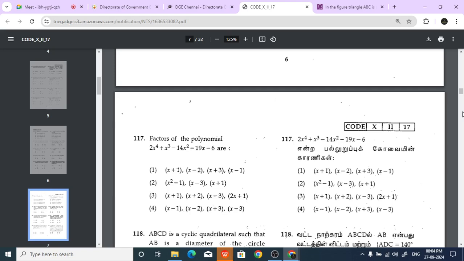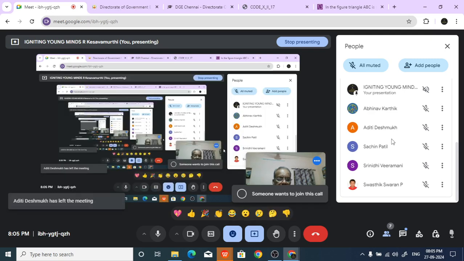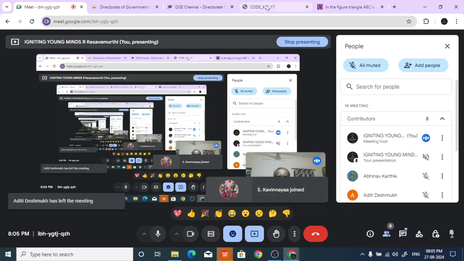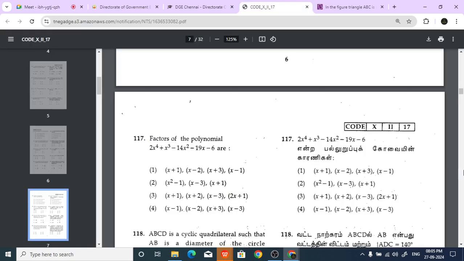Is it easy? Yes, sir. Rakshan, are you getting the point? Or Srinidhi, are you getting the point? So sometimes you need not calculate much. You just see the answers, and just by observing the answers, you can get it.